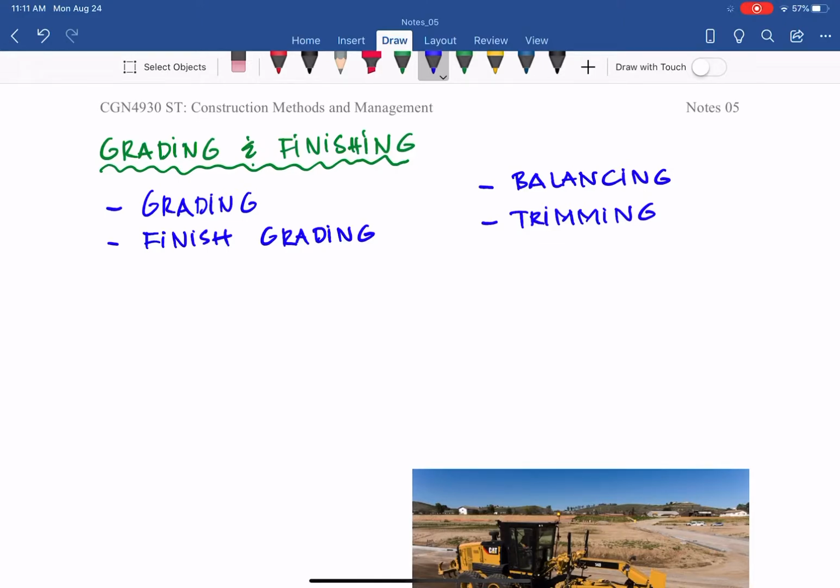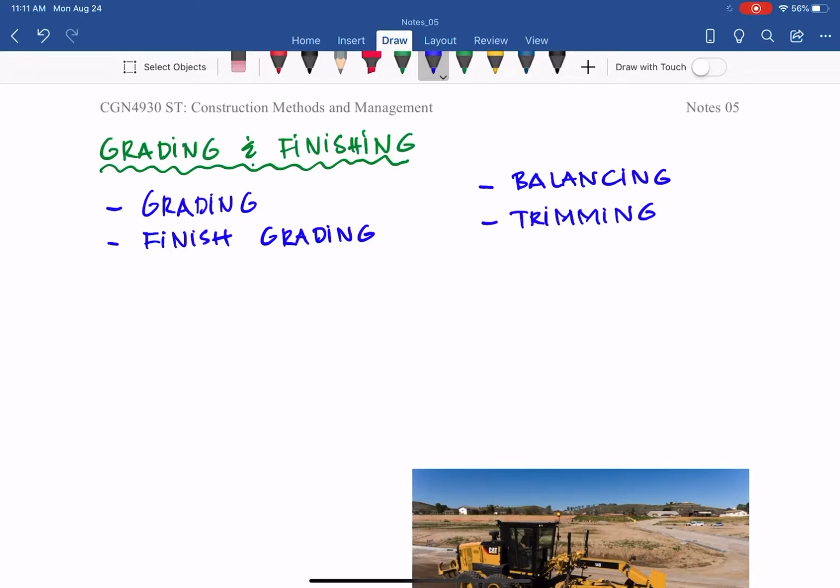With that in mind, we also have other terms: balancing and trimming. What is balancing? Balancing is the process of cutting down the high spots and filling in the low spots in each roadway layer, so we have a balanced slope. Trimming is the process of bringing each roadway layer to its final grade. Balancing and trimming typically apply in highway construction.